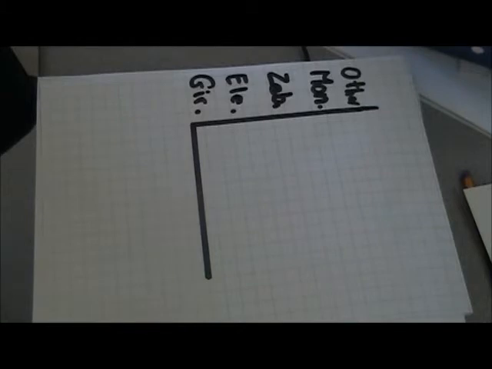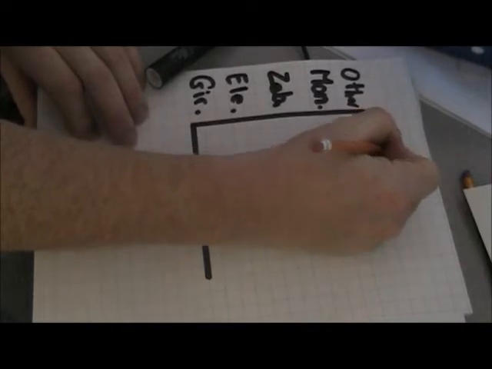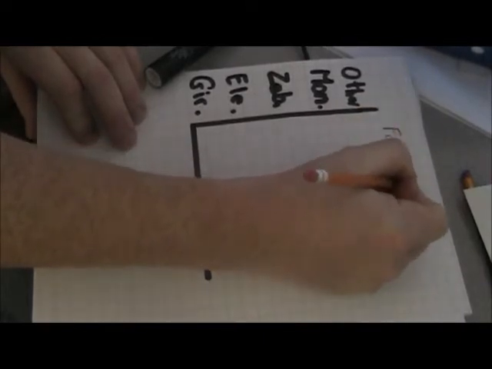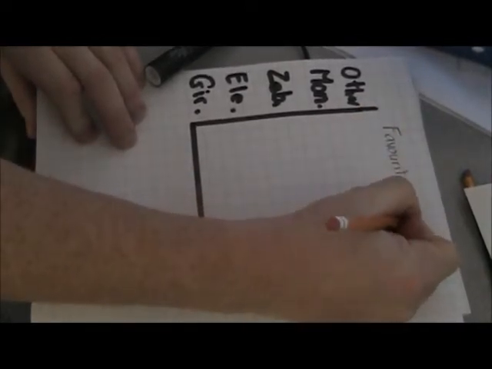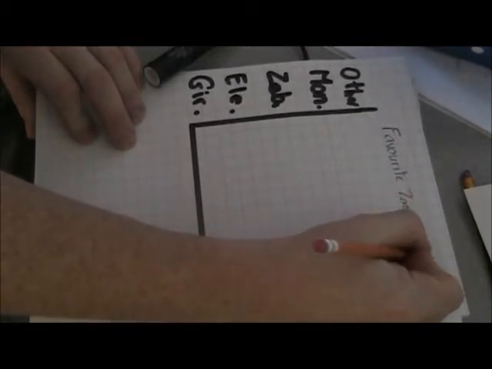So there are the options we have for our graph. Now what else can I put on here? What else am I missing maybe? What do you think, Olivia? The title? The title. So I'll write this in pencil because we don't want to make it too big. It's favorite zoo animals. Alright, so we've got our title.